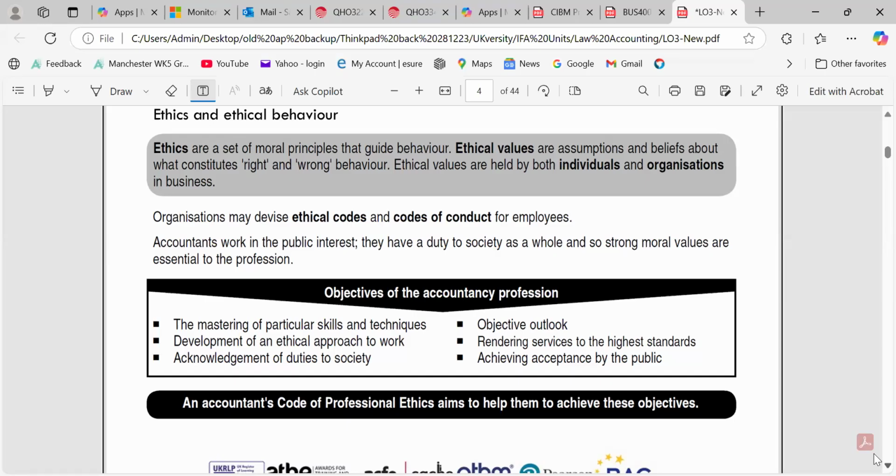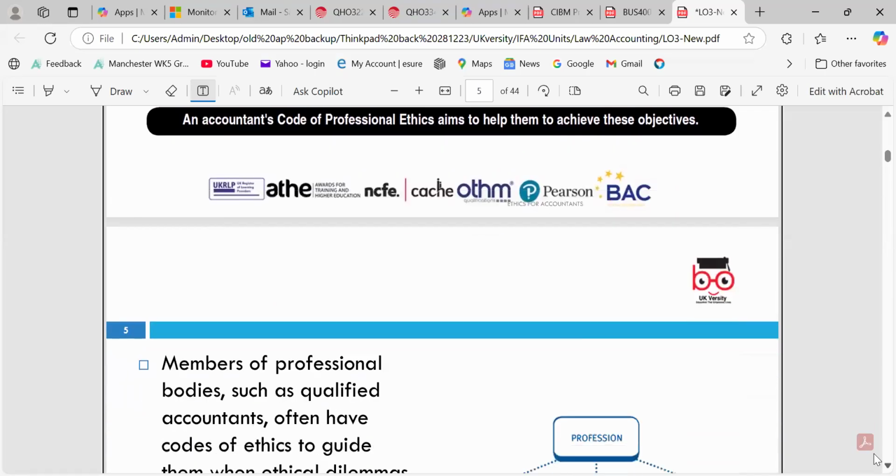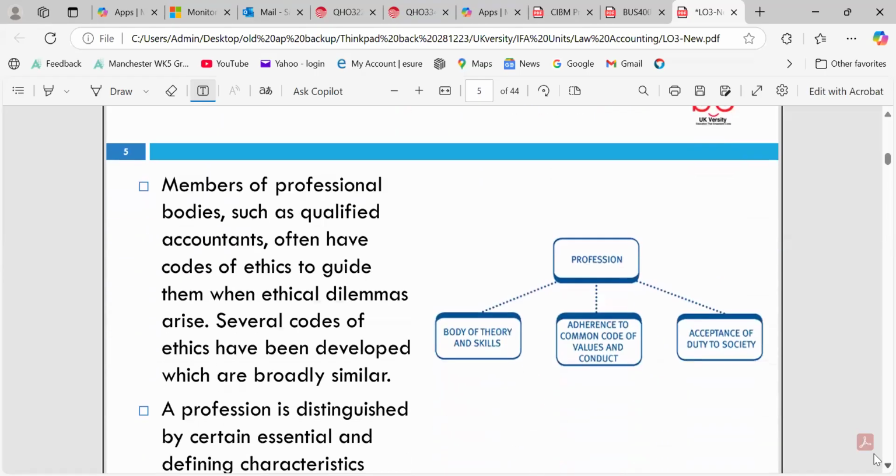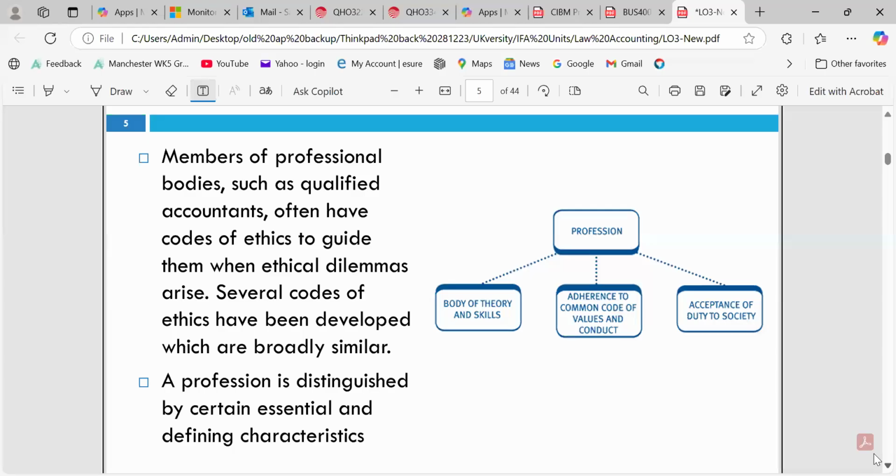We need to have up to date skills. We need to look at promoting transparency. We need to look at the highest standard and achieving acceptability by public interest. So that's not just the client's interest, but the public interest. An accountant's code of ethics, which we discussed, five. Members of professional bodies such as qualified accountants often follow a code of ethics. So those are the five codes of ethics we discussed.